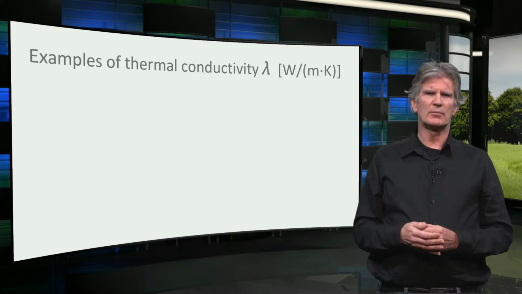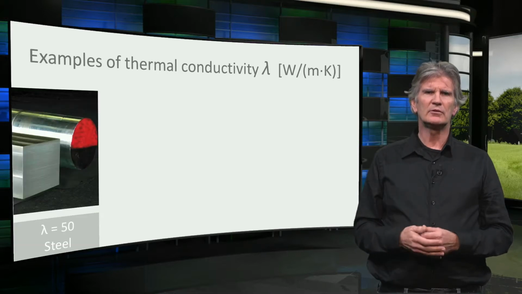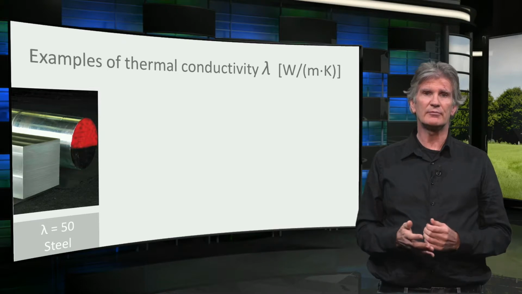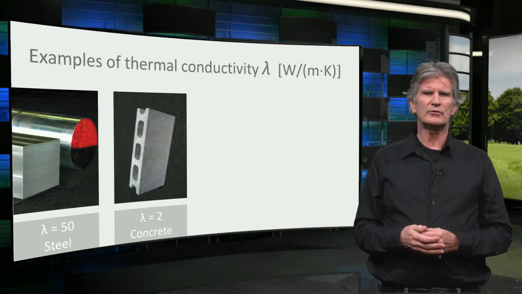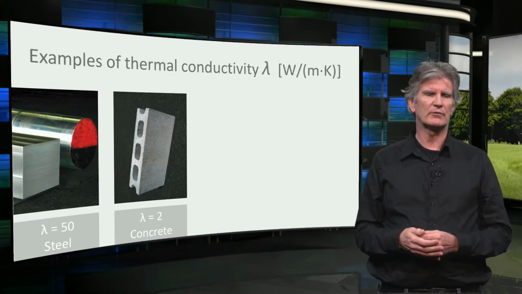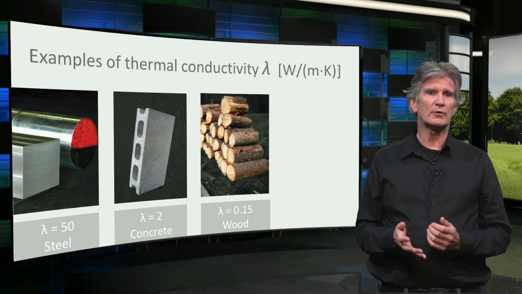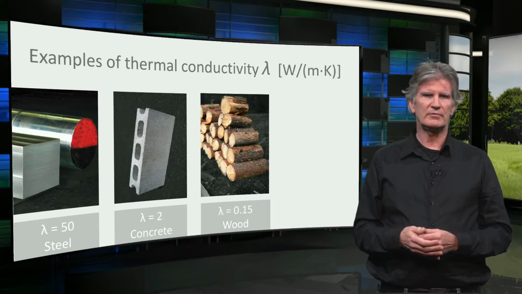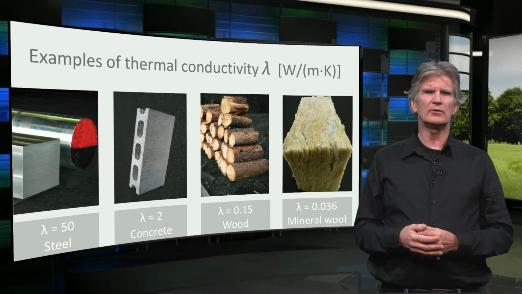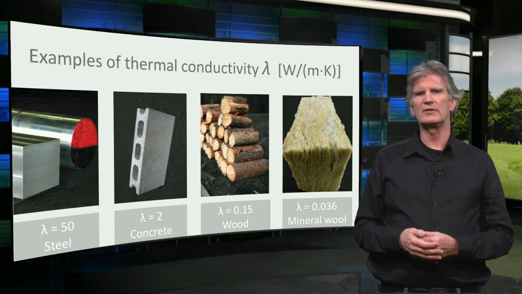These are some examples of thermal conductivities. There are, generally speaking, 4 groups of materials. Metals with a very high thermal conductivity, higher than 50, like steel. Stony materials with a high thermal conductivity, around 1.5. Concrete, for example, has a thermal conductivity of 2. Wood and plastics with a relatively low thermal conductivity. Wood, for example, has a thermal conductivity of 0.15. And insulating materials like mineral wool with a very low thermal conductivity, less than 0.05. In the course reader and on the internet you can find the thermal conductivity for all kinds of building materials.